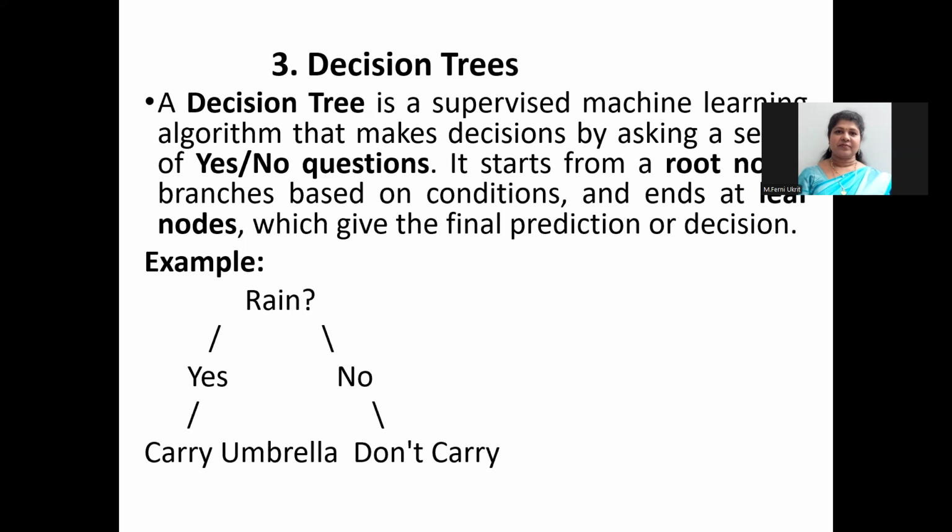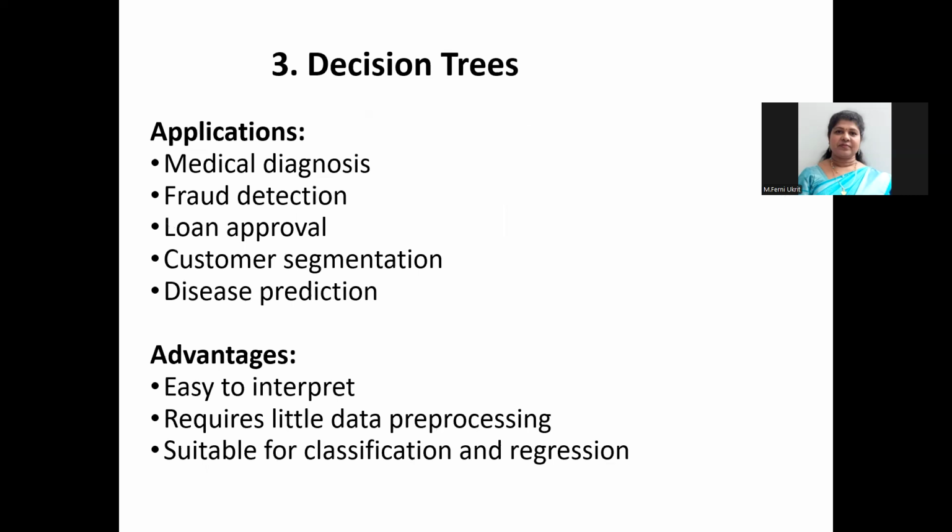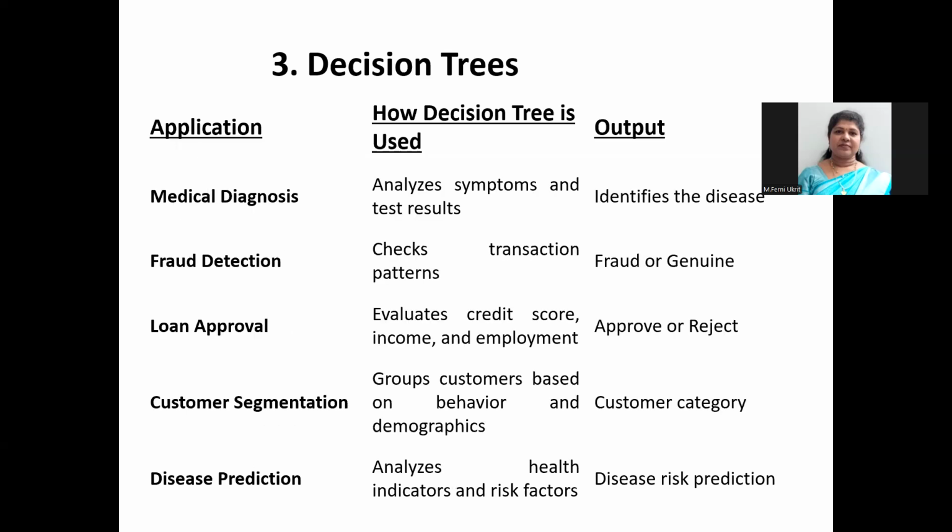So here is just a simple example, rain. If yes, if it's raining, carry the umbrella, otherwise don't carry. The applications include medical diagnosis, fraud detection, loan approval, customer segmentation, and disease prediction. We will see these applications one by one. The advantages are that it is easy to interpret and requires only little data pre-processing, and it is mainly used for classification and regression.